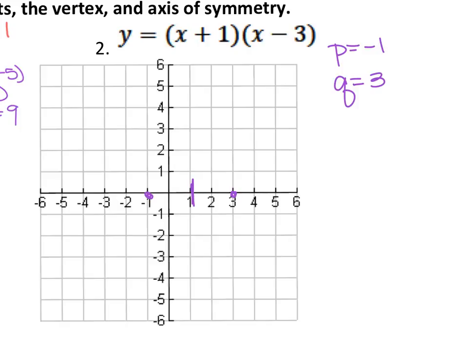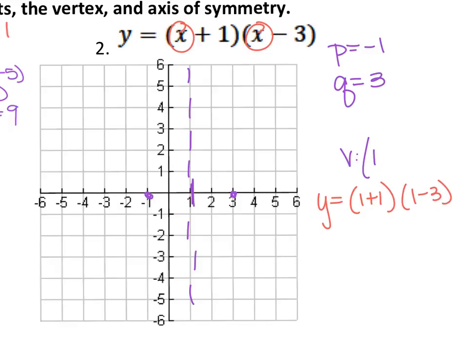So I know my axis of symmetry is 1, and with that 1, I know that's the x value of my vertex, meaning I'm just going to fill it in everywhere I see an x. To find my y, I get y equals 1 plus 1 and then 1 minus 3. Let's simplify that. That is 2 times negative 2, and that equals negative 4. So my vertex is 1, negative 4, and here's my vertex point.